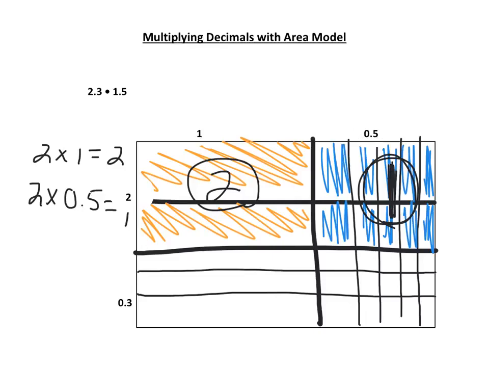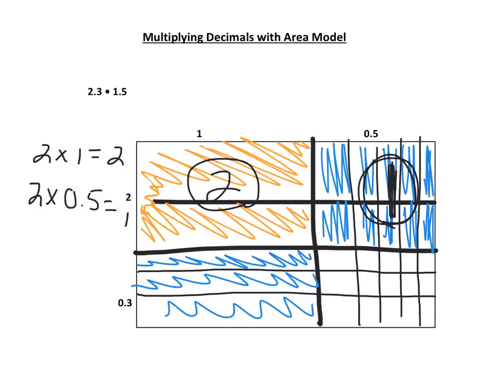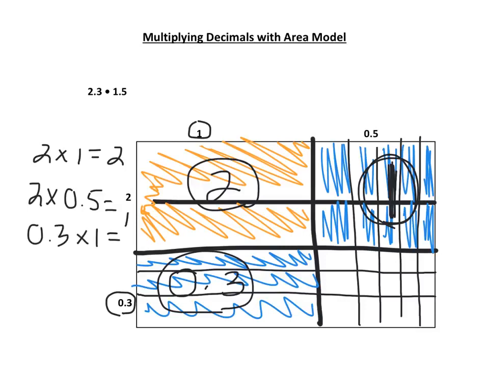And then I got down here, I've got 3/10 in this section. And how I really got that was I took 3/10 and I multiplied by 1. So 3/10 times 1 gives me 3/10 in that section.